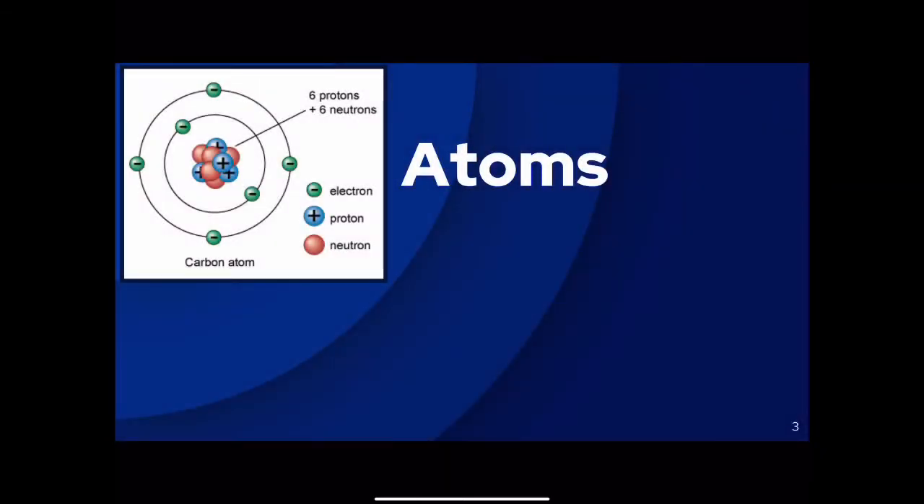In this picture, we have a carbon atom. We know it's a carbon atom because of the subatomic particles that make it up. For example, there are 6 protons drawn out here, 6 neutrons, and if you count up the electrons, there are also 6 electrons. That's how we know it's a carbon atom.